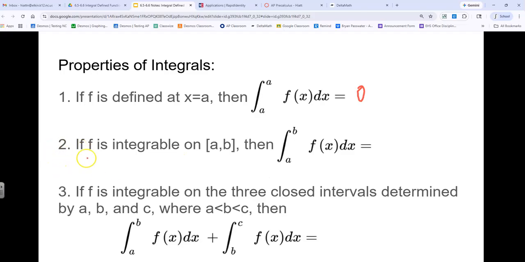Okay? If f is integrable from a to b, then the integral from a to b of f of x dx is going to equal negative the integral from b to a of f of x dx.